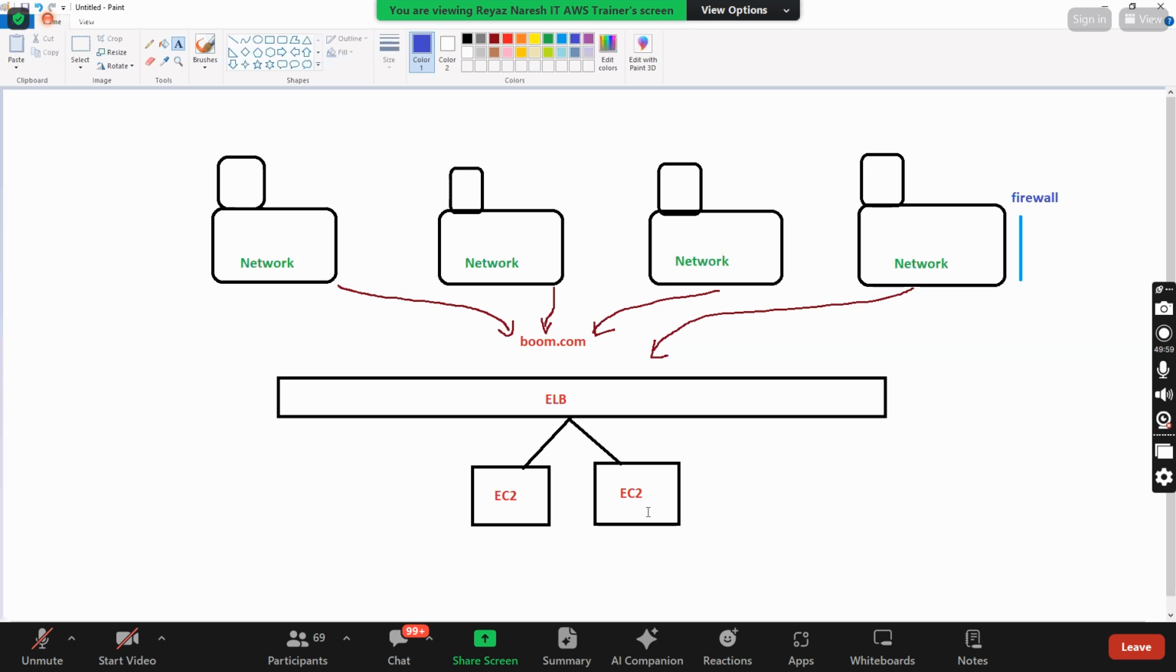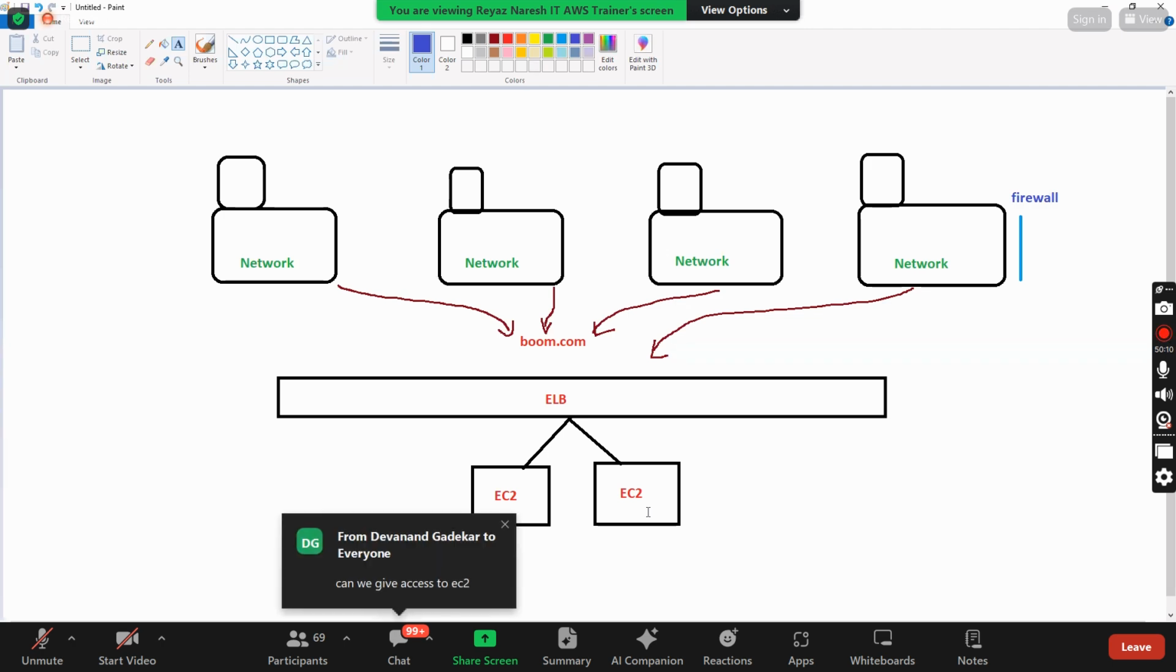So I started thinking. Thinking meaning sitting and thinking, no habits, right? So I cannot do anything, I'm just thinking. So Devanand asked, can we give access to EC2? Is it good to give access to EC2? Our EC2 will be in a public network or private network? Load balancer should be public or private? Public, right? So I cannot give.